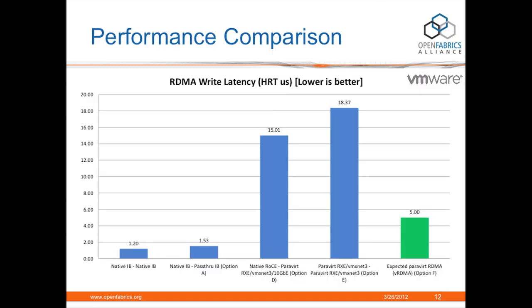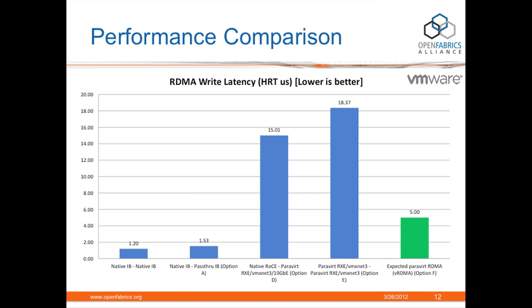Okay, here's the performance question. What kind of half-round trip latencies can we see? The first one is just native InfiniBand, two back-to-back connected machines with ConnectX-3. Native InfiniBand is about 1.2 microseconds. This is the RDMA write operation, and this is with 2 byte messages. So we're trying to get the lowest number we could. So native is 1.2 microseconds.